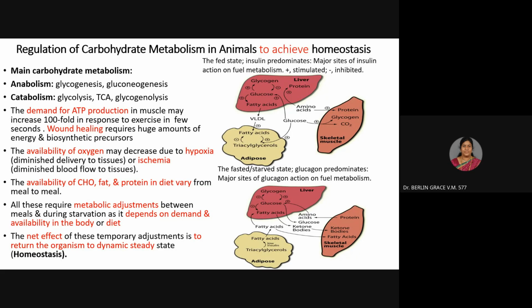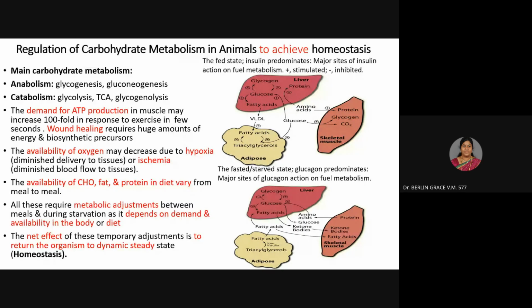And then in the fasted or starved state, almost all the mechanisms are reversed. So you have low insulin here. What are the other hormones dominating? Glucagon, as well as epinephrine in the muscle, another hormone. They will be predominating, especially in the liver. Glucagon will be predominating. Glucagon is just opposite to insulin.